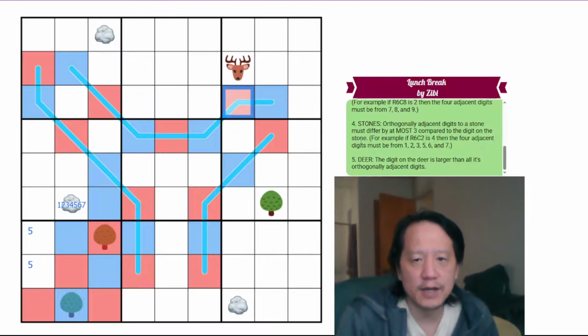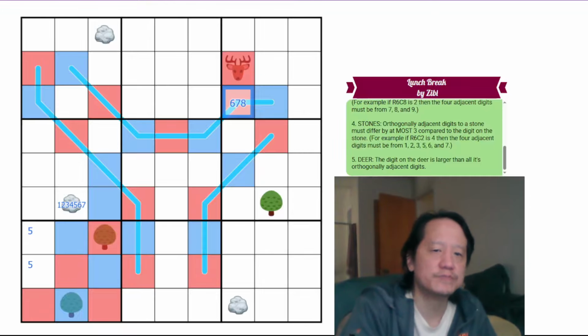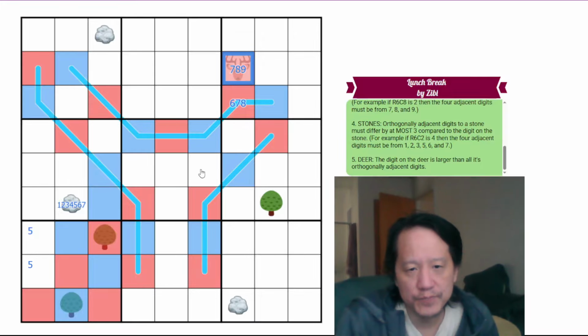This cannot be 9 because the deer is larger than all orthogonally adjacent cells. So this must be a high also. So this is 6, 7, or 8 here. And this must be 7, 8, or 9 to be larger than it.